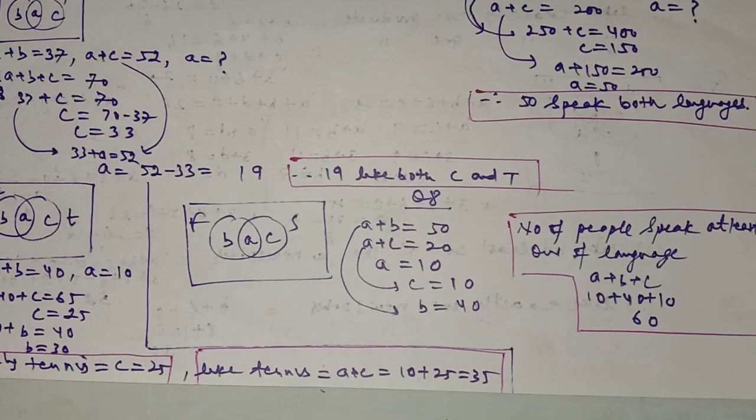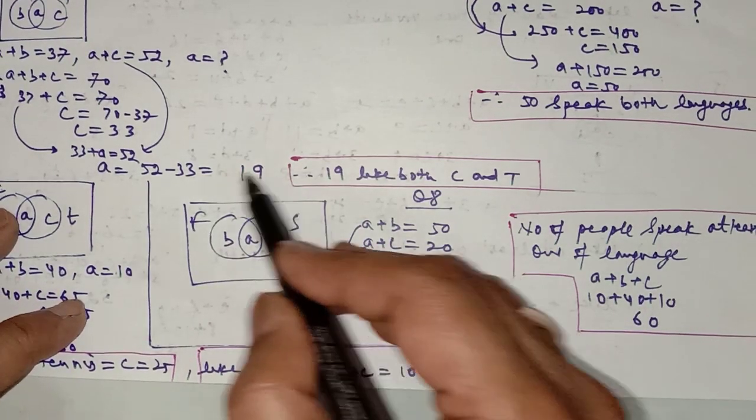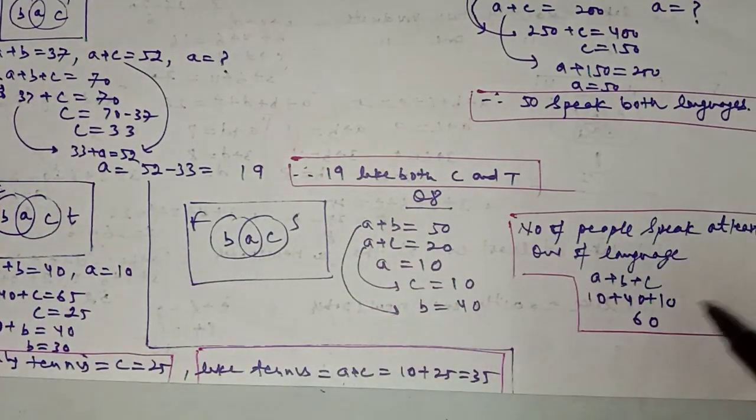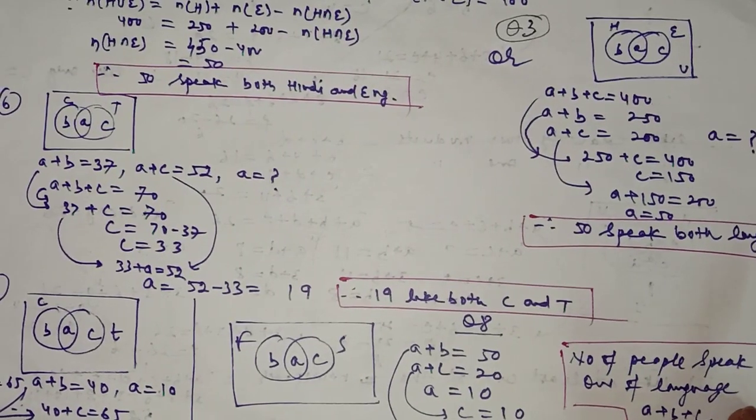It can be asked how many persons speak none of the languages. So how can you do it? You subtract A plus B plus C from the total that is given. From this you will get how many speak none of the languages. You will get this type of question in the miscellaneous exercise. Okay, we will discuss the miscellaneous exercise in the next lecture. Thank you.